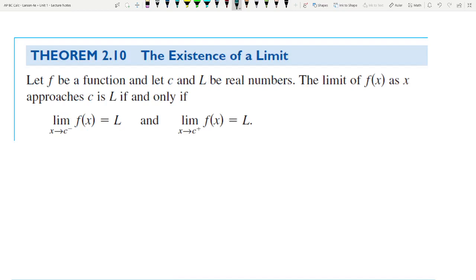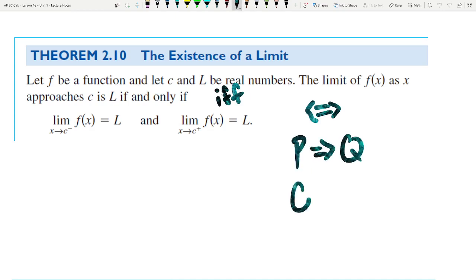I've said a couple times that a limit exists or does not exist, and I'm just formalizing that. When we have the limit as x approaches c from the left of f of x equal to a number, and the limit as x approaches c from the right of f of x equal to that same number, then that limit exists. So this is an if and only if, our mathematical shorthand for that. That also means that we go both ways. It's not just that P implies Q, but also that Q implies P. Therefore, P and Q go this way, if and only if.